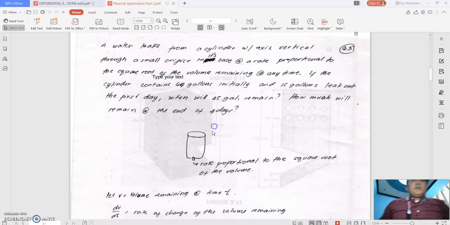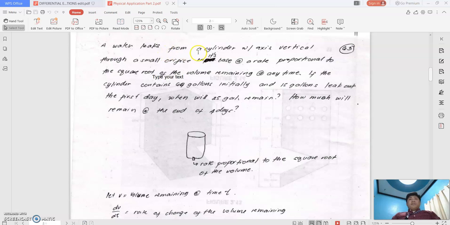Okay, so our next problem, in part 2 of physical applications, is about a water tank. In the last example we did electrical. Now we try mechanical. These are most of the problems in mechanical engineering.